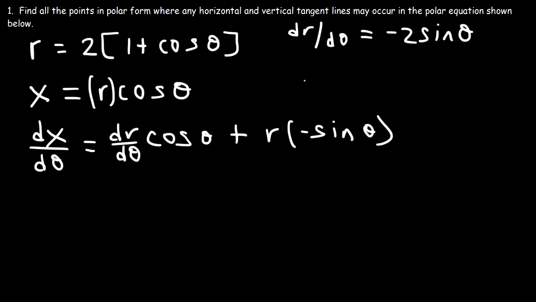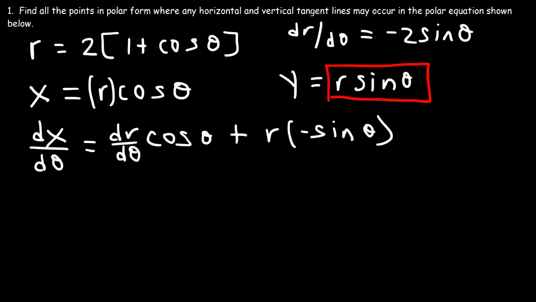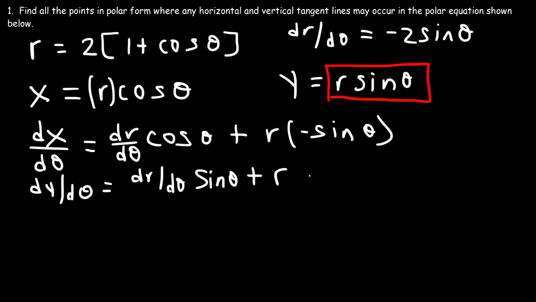Now let's do the same thing for y is equal to r sin θ. So let's focus on this equation. dy/dθ is going to be the derivative of r, which is dr/dθ, times sine, plus the first part r times the derivative of the second part, and the derivative of sine is cosine. And so we have that.